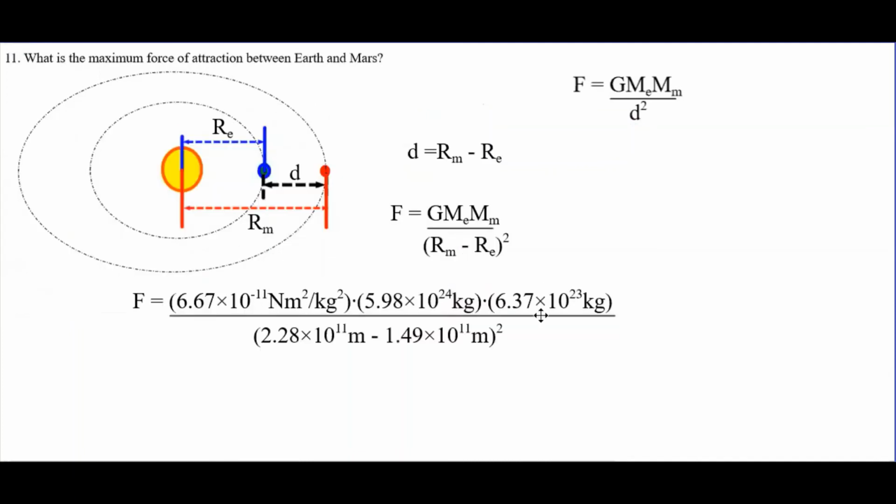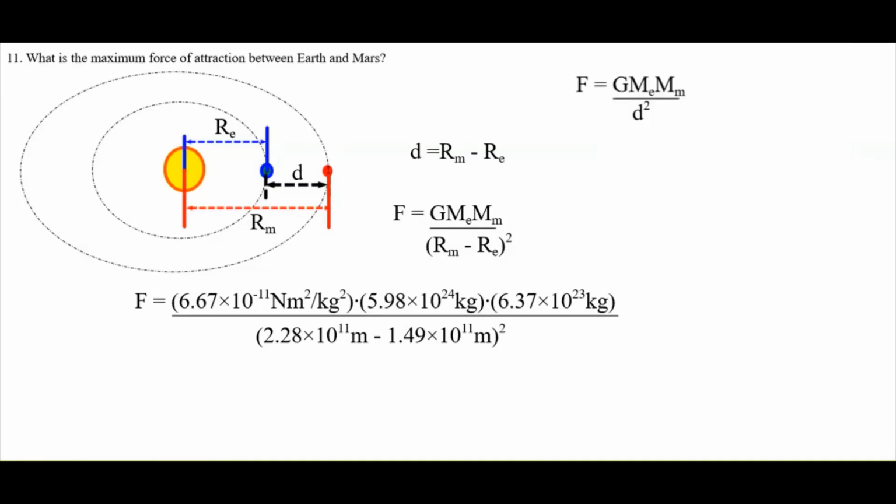Plug those numbers in, that's where they came from, right? So this is the constant, you'll remember that. This is the mass of the Earth. This is gonna be the mass of Mars. Mars is smaller, so its mass will be smaller. And then of course their radius is take the large number minus the smaller number. All that's left to do is multiply the numerator going across and multiply the denominator going across.